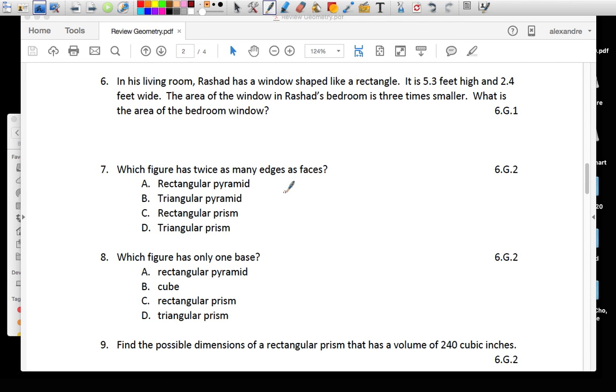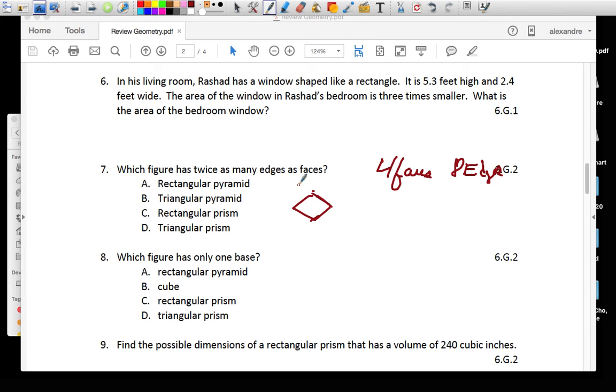Which figure has twice as many edges as faces? Twice as many edges as faces. So if something has, for example, 4 faces, it would have 8 edges. That's an example of what twice as many would be. So rectangular pyramid. A rectangular pyramid, something like this.